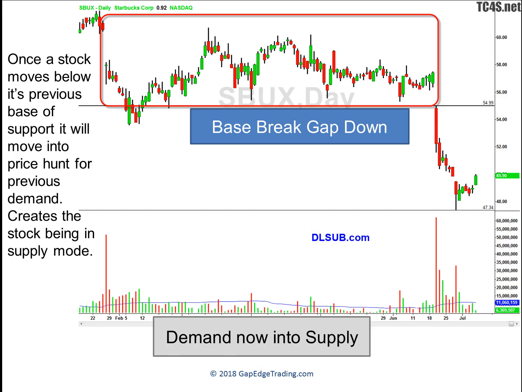And here's the base break gap down. The stock was consolidating in a base, sideward action. Potentially a lot of people in there anticipating higher prices on Starbucks. Once the stock moves below its previous base of support, it will move into price hunt for previous demand. This creates the stock being in supply mode. So you can see that it sold off on the gap down from $55 all the way down to $47. So it's a big move down. A lot of people got hurt on that trade on the long side.